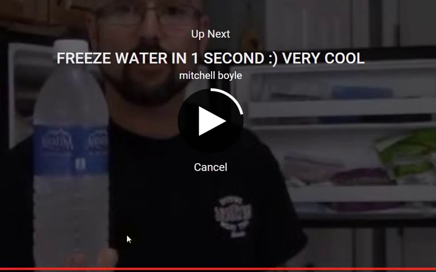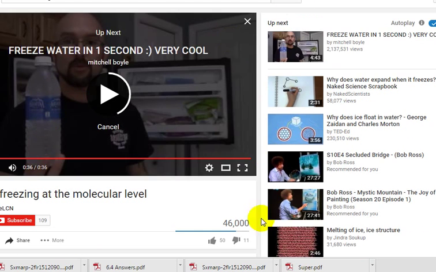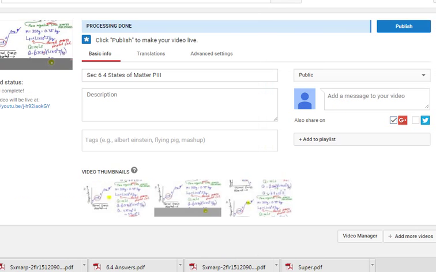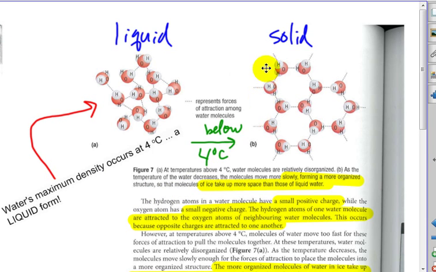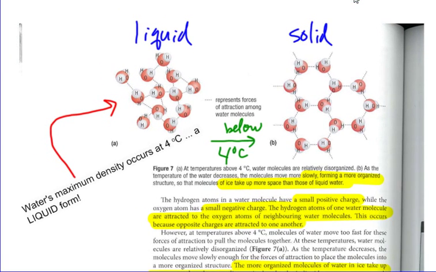Yeah, so there we have it, folks. So let me just get rid of that there before the next video starts playing. So we can see it interlocks when it slows down enough, and the solid form is actually less dense. It's not as compact as it is at 4 degrees C.